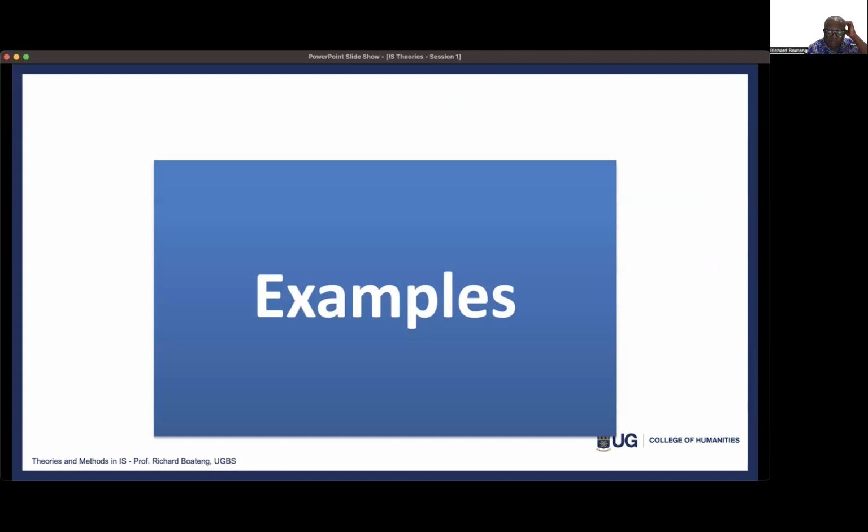And now let's take examples. So I'm going to look at a number of different IS research works and other management research works, and we'll look at how they develop their research framework, and how it actually affects the study. Okay, so let's take the first one.